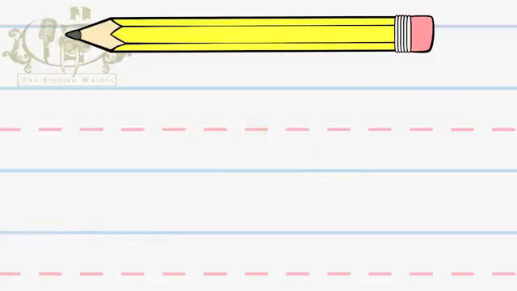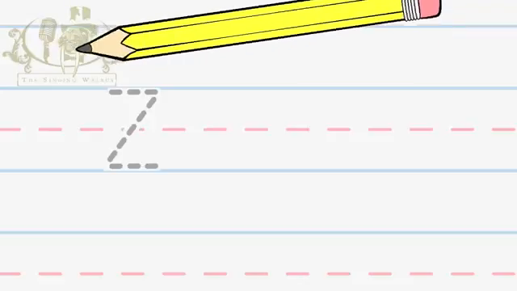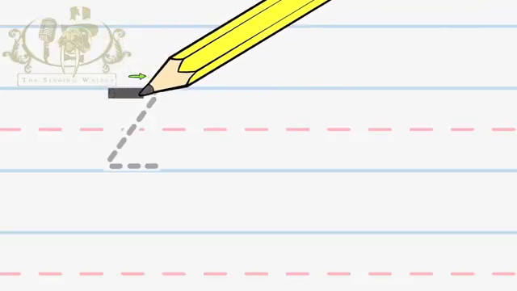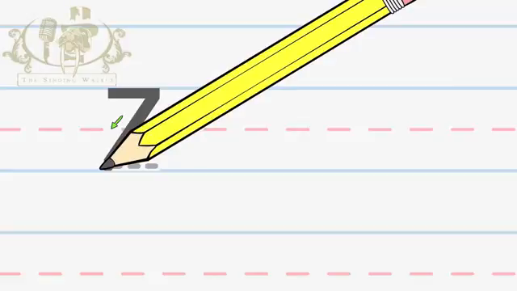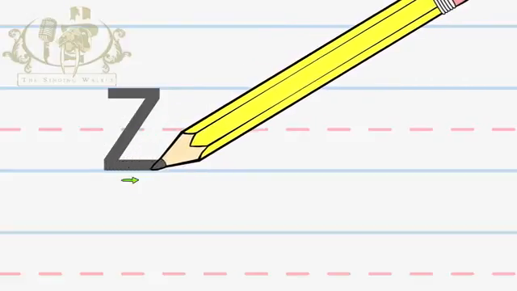First, we'll write the capital Z. That's the big Z. Start at the top and make a line across to the right. Next, make a line down to the left. Now, make one more line across to the right.